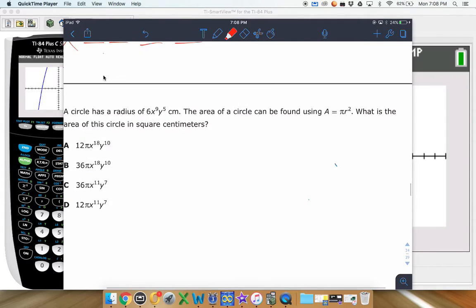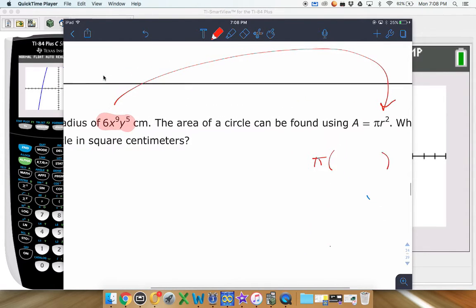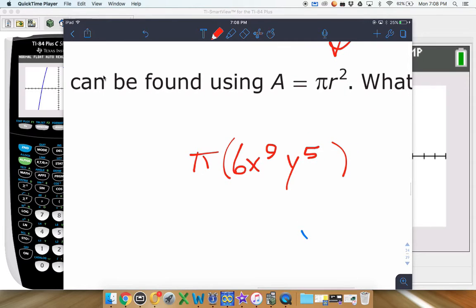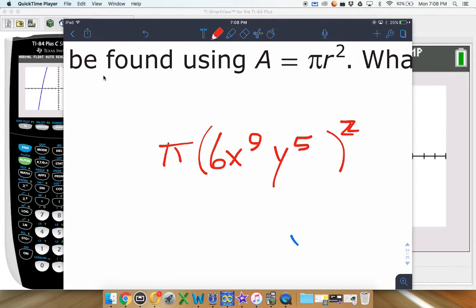So I guess what we are going to do here is take our radius and plug that in for where we see r. We'll notice that we're going to have an r squared out there, so I need to take this whole thing and square it. 6x to the ninth, y to the fifth, and we're going to square all that. Oh, I don't know where my 2 went. Sometimes Notability acts up here.